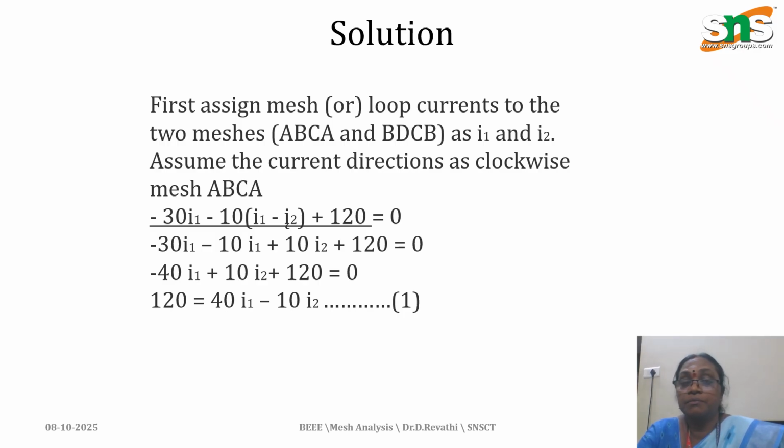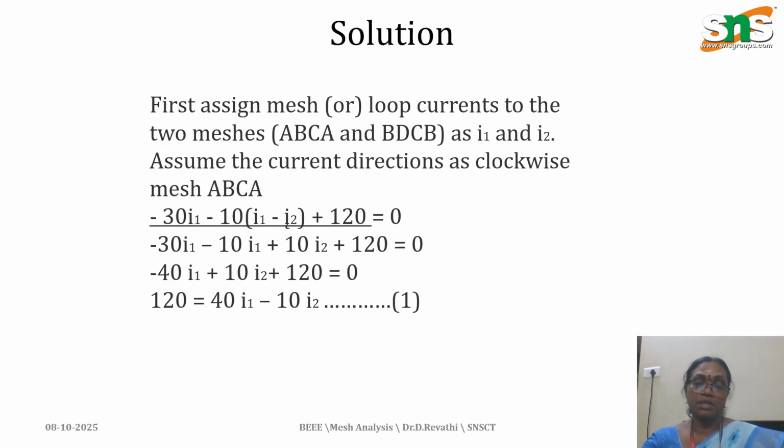Based on this, we are writing the equations: minus 30 I1, minus 10 I1, minus I2. Why? The 10 is the 10 ohm resistor between loop I1 and I2. So you can write I1 minus I2, and the voltages enter as positive or negative. That's why we are writing plus 20, which is equal to 0.